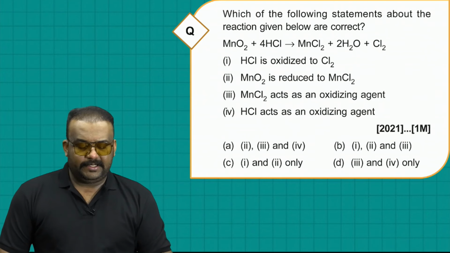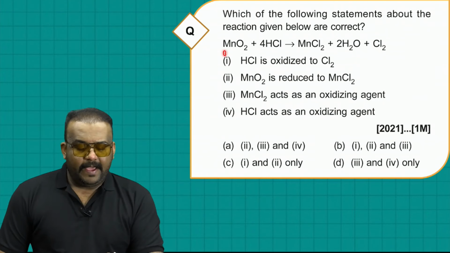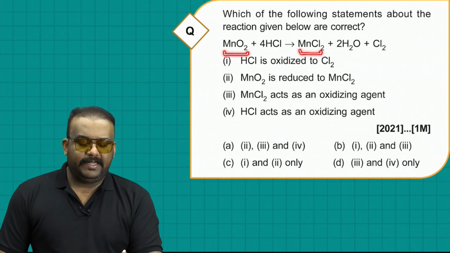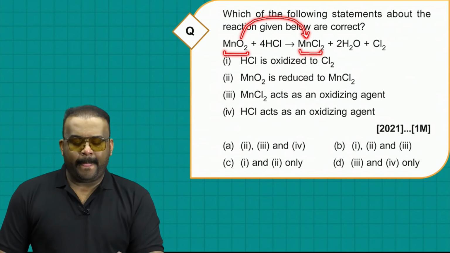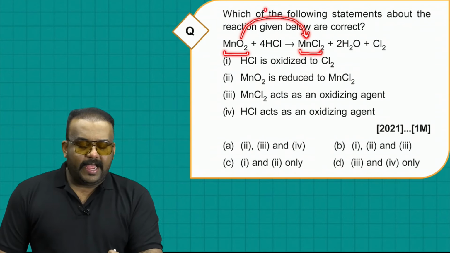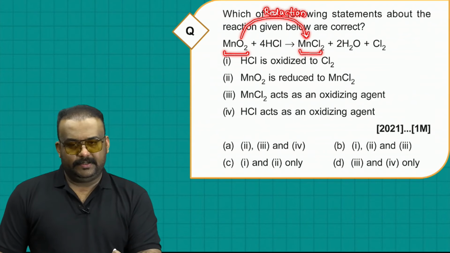So if you observe this reaction, you will understand that MnO2 is becoming MnCl2. This process involves removal of oxygen. So we know that any process that involves removal of oxygen is called reduction.